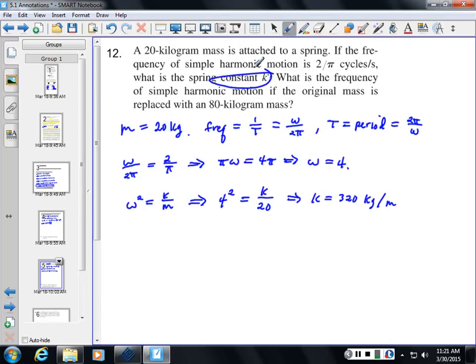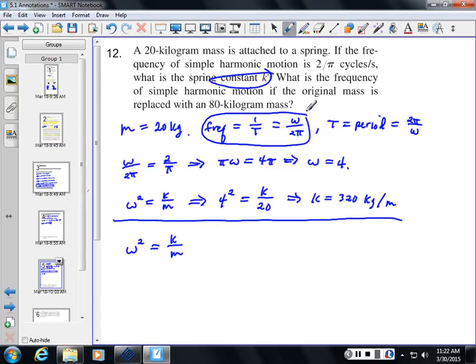Then it says, what is the frequency of simple harmonic motion if the original mass is replaced with an 80 kilogram mass? Well, let's draw a line. So we know that omega squared is equal to K over M. Now the spring constant is set, so it's going to be 320 over 80, right? And so we can use that to find omega. Omega is used in the formula for the frequency, which is omega over 2 pi. So once we have omega, then basically we also have the frequency.